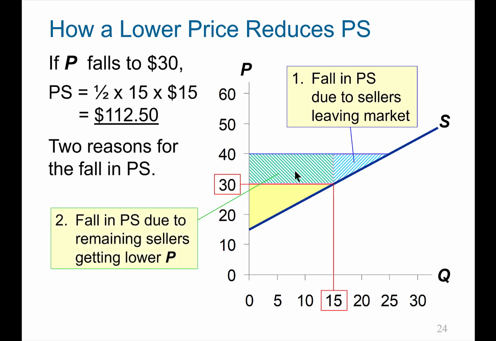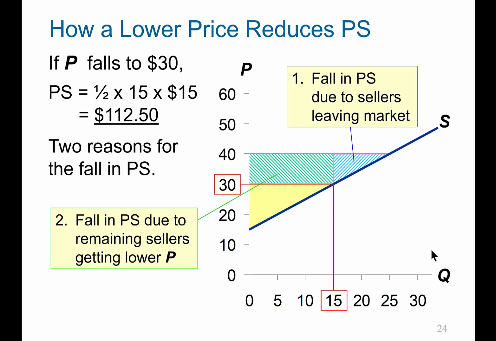But we lose this green because those who decided to still produce, these firms that make these units, they're like, yeah, we'll still make them because the price covers our costs, but it sucks that the price dropped. And this sucks is measured here, right? This loss in producer surplus in this green region.